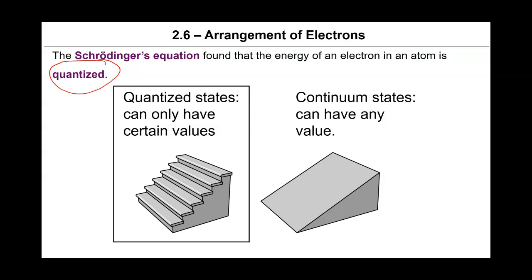So this is kind of like when you're walking upstairs, you can only be stable at certain heights when both feet are on the stairs. However, when you're walking up a ramp, you can be stable at any height you choose because we have what we call a continuum of states. So quantized states means that you can only have certain values. A continuum of states means you can have any value, and the energy of an electron in an atom is quantized, which means that not all values for its energy are possible.